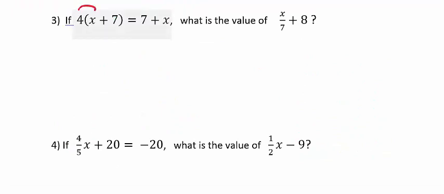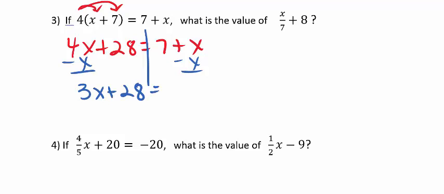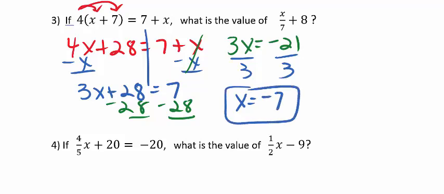In number 3, we're going to have to go ahead and distribute this 4 first to solve for x. So we're going to get 4x plus 28 is equal to 7 plus x. Now we have x's on two sides of the equation, so we want to combine them together. We're going to subtract x from both sides and get 3x plus 28 is equal to 7. And now we can subtract 28 from both sides, and we get 3x is equal to negative 21. And then we can divide both sides by 3, and x is going to be negative 7.